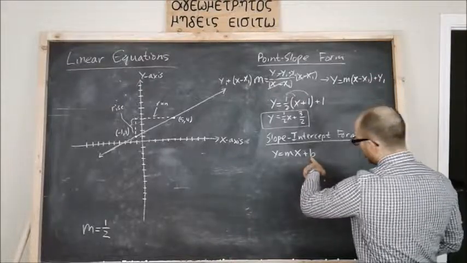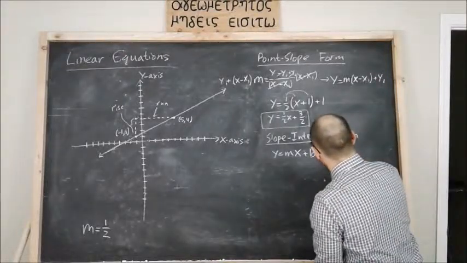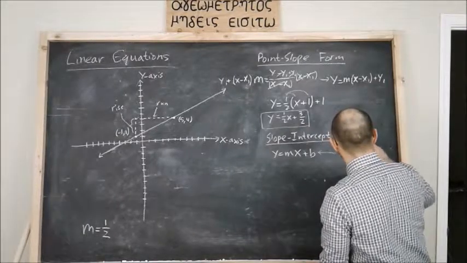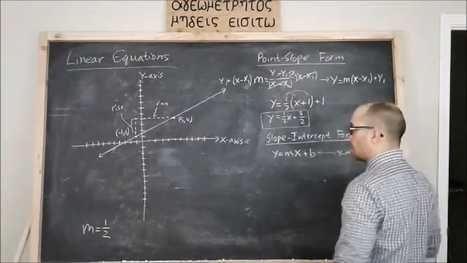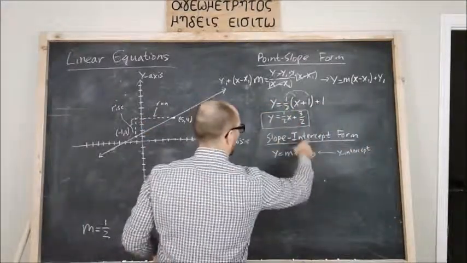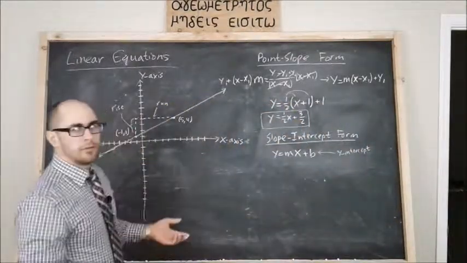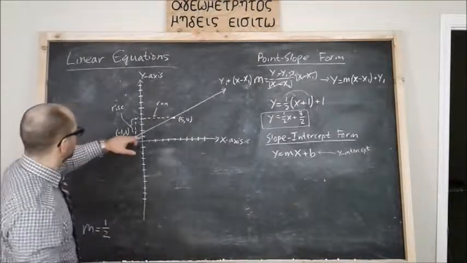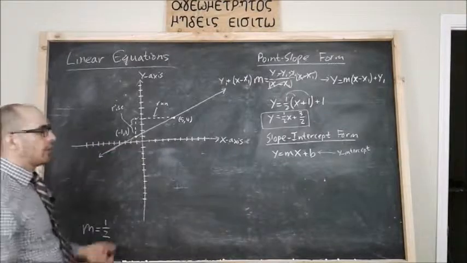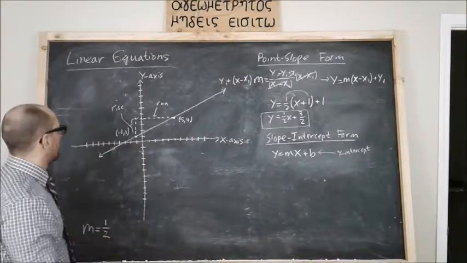b is what we call the y-intercept. Where does the line intersect the y-axis? 3/2. 3 over 2, it's 1.5. That's between 1 and 2. Looks like it matches up quite well on our graph.